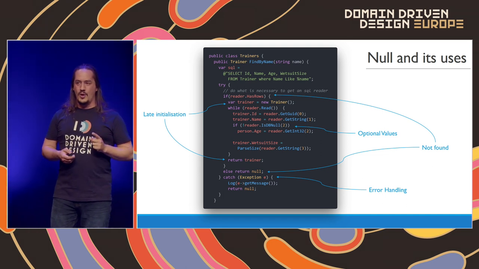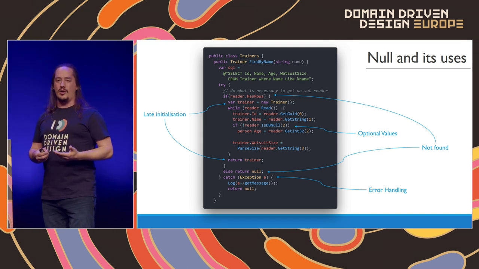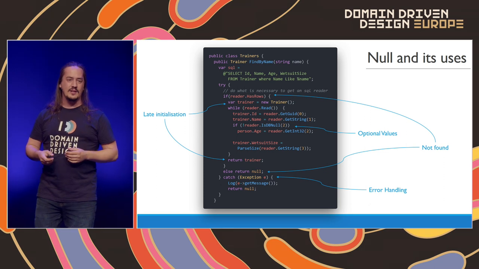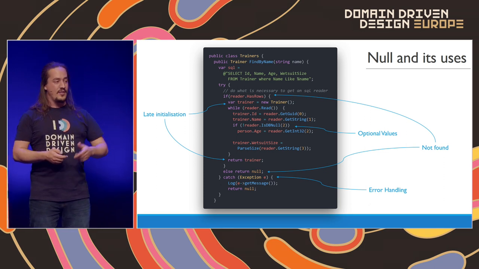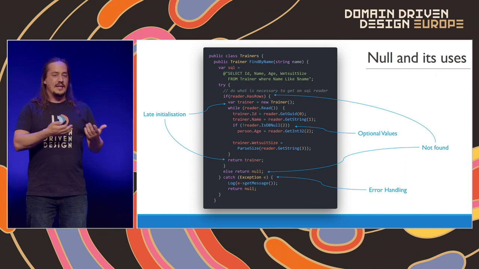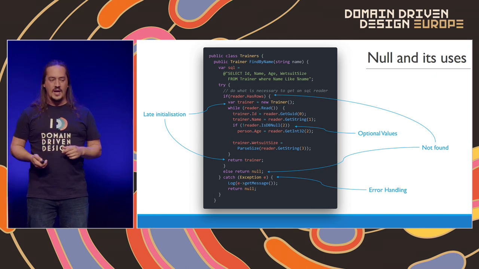There are more cases. When you do error handling, something goes wrong. You don't know what. There is any kind of exception. And what do you do in case of an exception? Well, you can throw the exception, of course. Then you have a stack trace and whatnot. But in case of the trainer, you still return null.